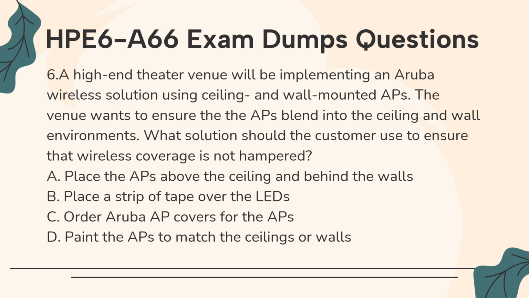6. A high-end theater venue will be implementing an Aruba wireless solution using ceiling and wall-mounted APs. The venue wants to ensure that the APs blend into the ceiling and wall environments. What solution should the customer use to ensure that wireless coverage is not hampered? A. Place the APs above the ceiling and behind the walls. B. Place a strip of tape over the LEDs. C. Order Aruba AP covers for the APs. D. Paint the APs to match the ceilings or walls.